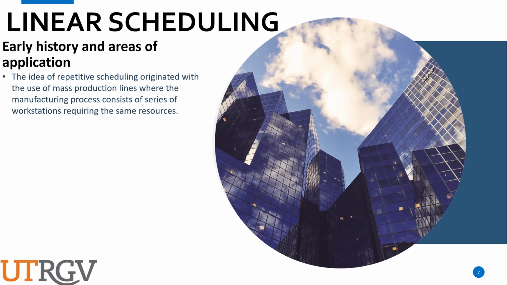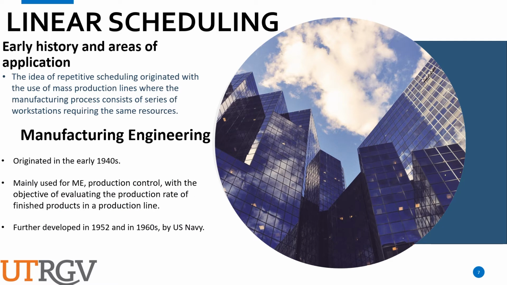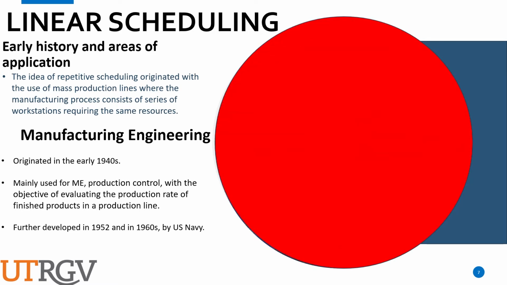I want to talk about the history. The idea of repetitive scheduling originated in manufacturing engineering with mass production lines and workstations that kept doing the same activity for mass production in the 1940s. It was used for production control with the objective of evaluating the productive rate of finished products in a production line. In the 50s and the 60s, it was further developed by the US Navy.